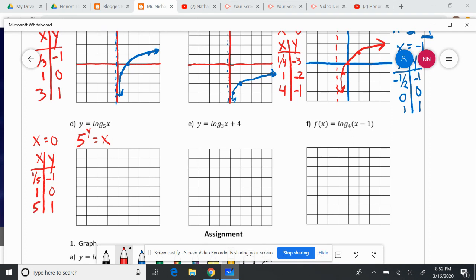So I'm going to make my coordinate system. I'm moving it over slightly to the left so I can get 5 in there. I have my vertical asymptote at 0. Then I plot my points: 1/5, -1; 1, 0; and 5, 1.